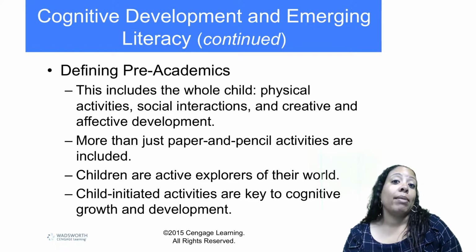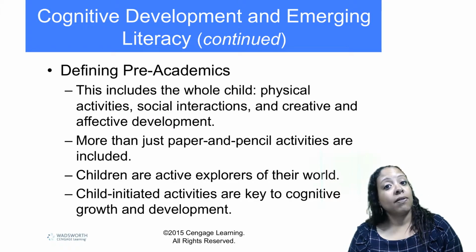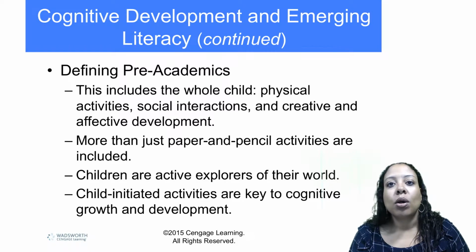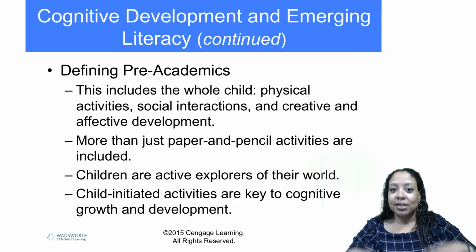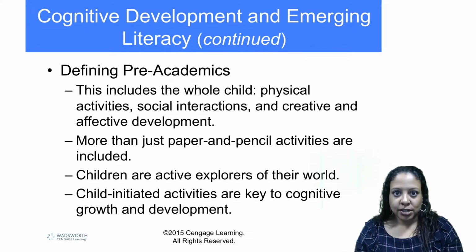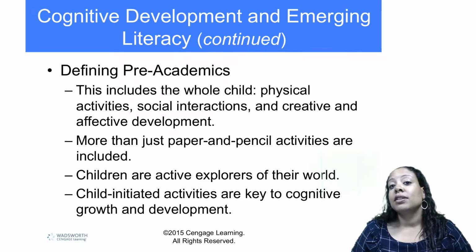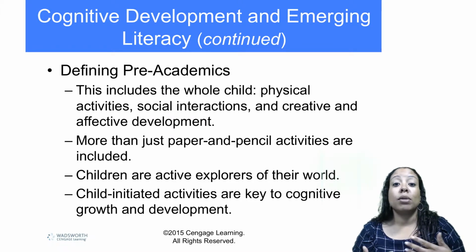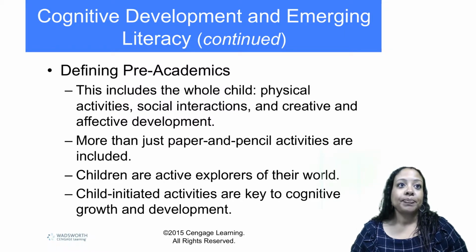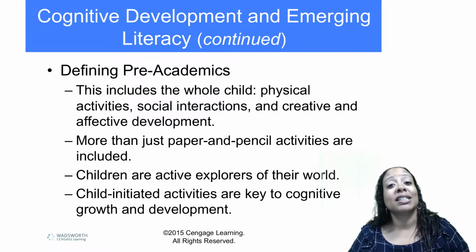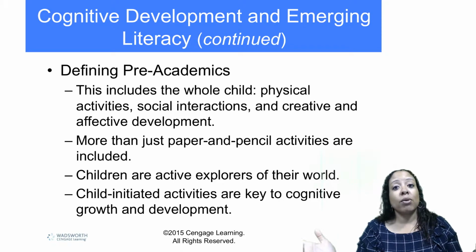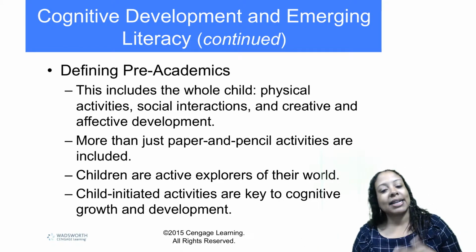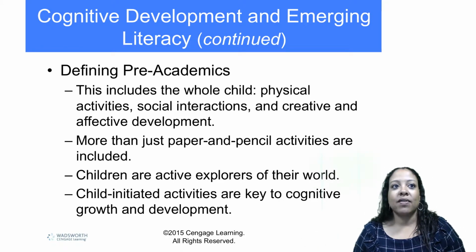Defining pre-academics. Pre meaning before, right? So this includes the whole child, not just in the classroom, not just what we consider traditional academic learning. Physical activities, social interactions, and creative and affective development. So affective development would include our social emotional development. More than just paper and pencil activities are included, right? Because we're looking at the whole child. We're looking at how they play, how they interact, how they're doing creative activities.